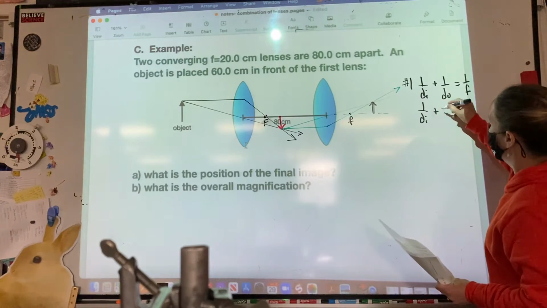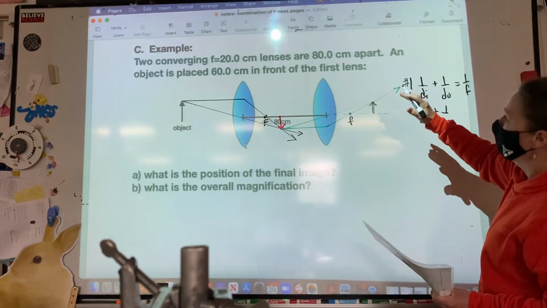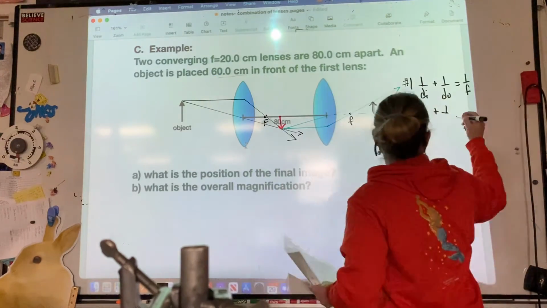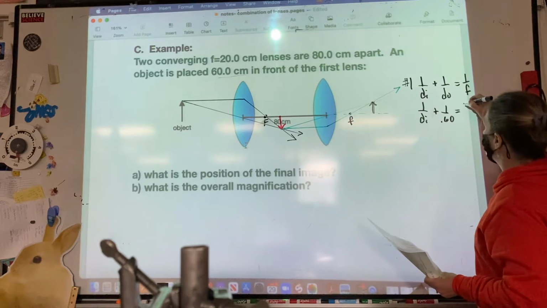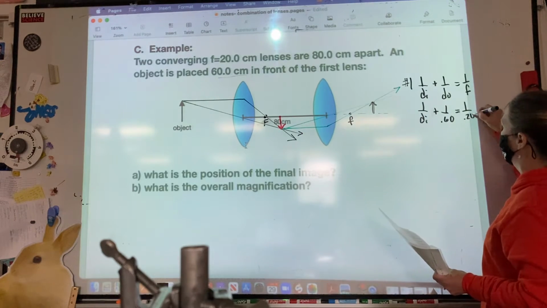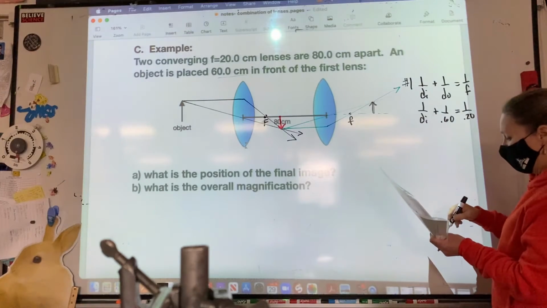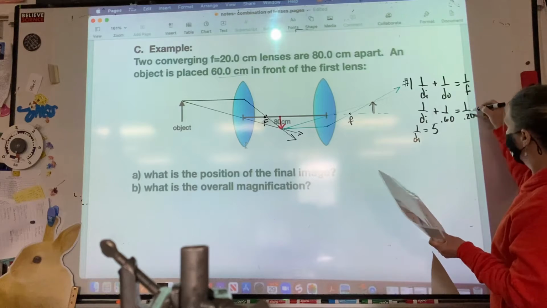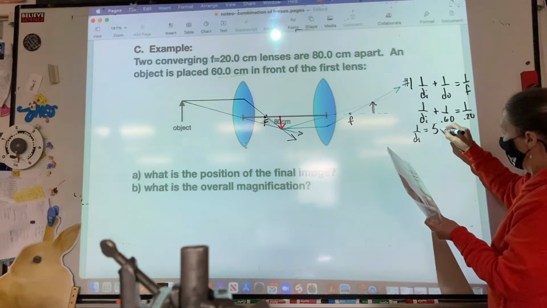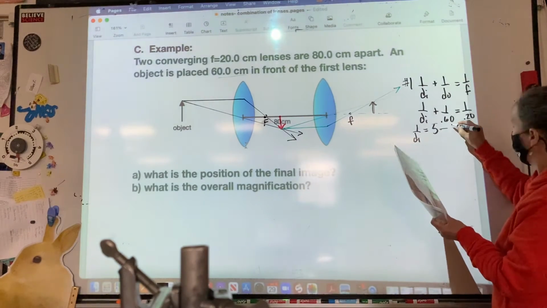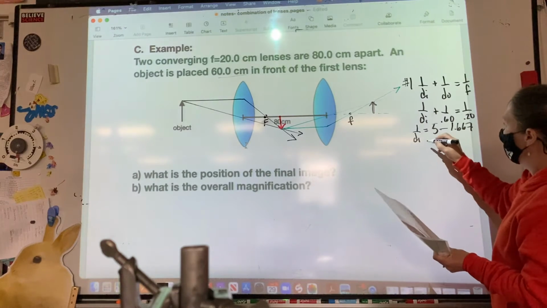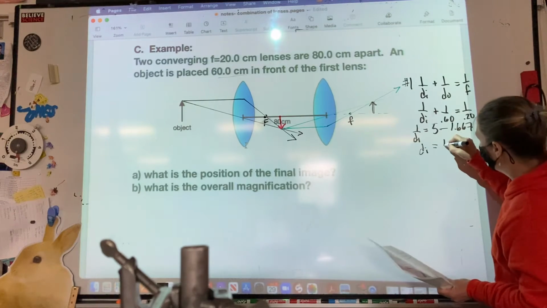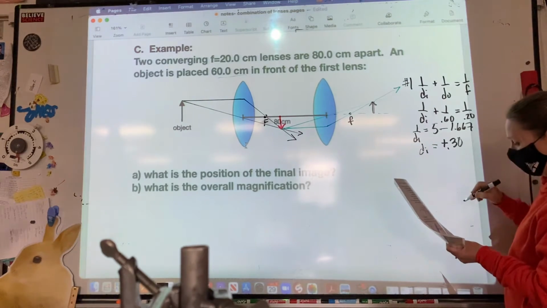But I know the object is where? First of all, these are 60 centimeters, so I'm going to put 0.60. My focal length is 0.20. All right? So if I do this, 1 over di equals 5, right? This is 1 divided by 0.2, which is 5. Then I'm going to bring this over and subtract 1.667. After I do that and flip, I get a positive 0.30.